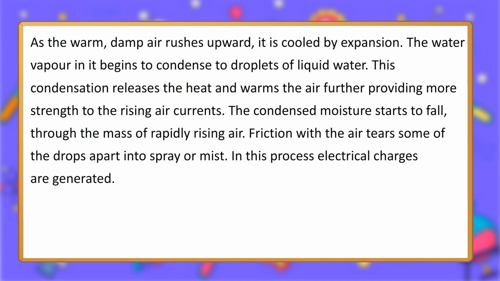It is caused by the rapid rising of the air. As the warm, damp air rushes upward, it is cooled by expansion. The water vapor in it begins to condense to droplets of liquid water. This condensation releases the heat and warms the air, further providing more strength to the rising air currents. The condensed moisture starts to fall through the mass of rapidly rising air. Friction with the air tears some of the drops apart into spray or mist. In this process, electrical charges are generated.